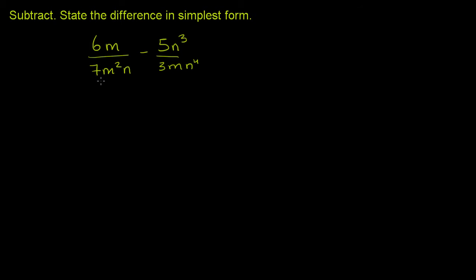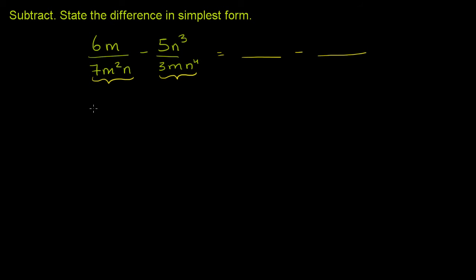And over here, it looks like we have kind of the same components, but they're not quite the same thing. So we need to find the least common multiple of 7m squared n and 3mn to the fourth, and then we can use that as a common denominator. And let's see if we can do that. So let me find a common denominator. We have a negative sign out here and a common denominator over here.